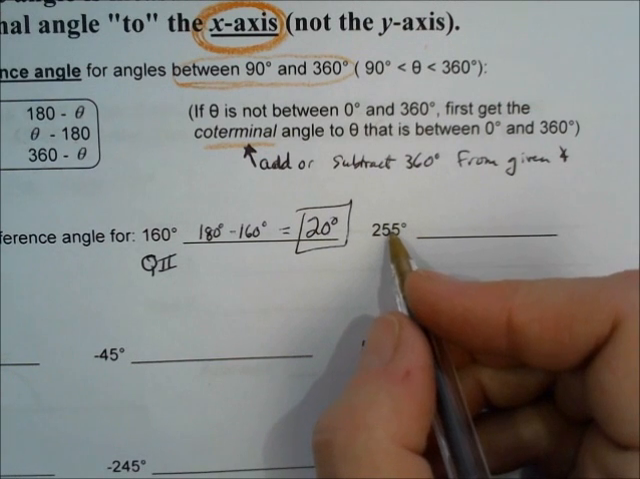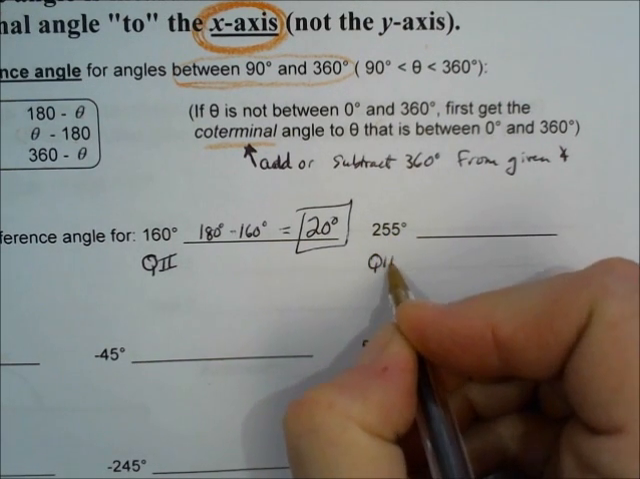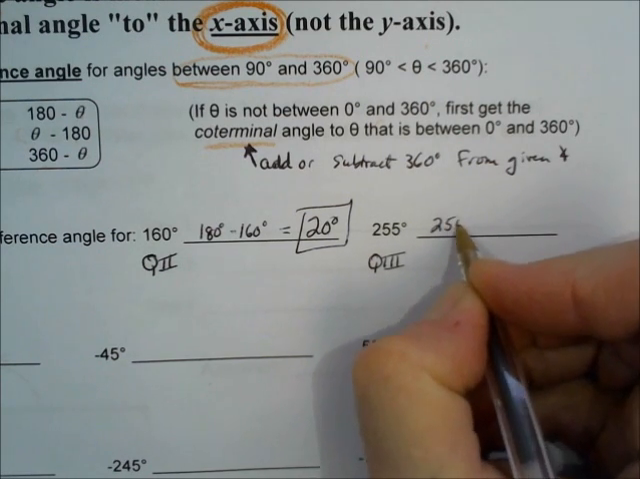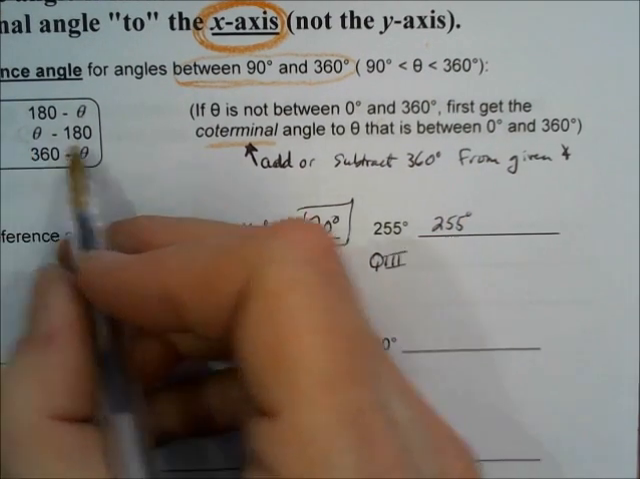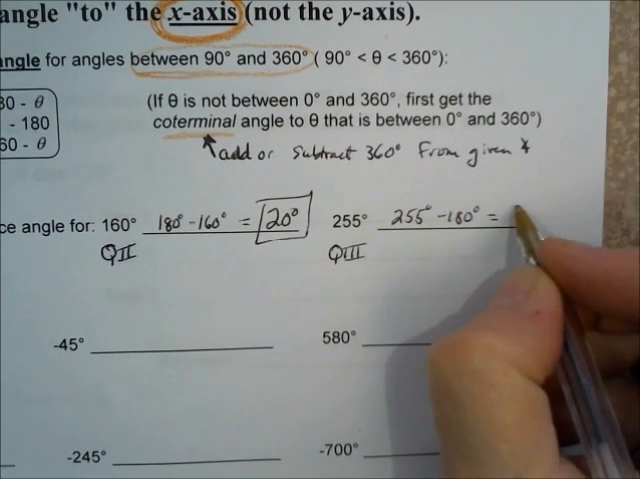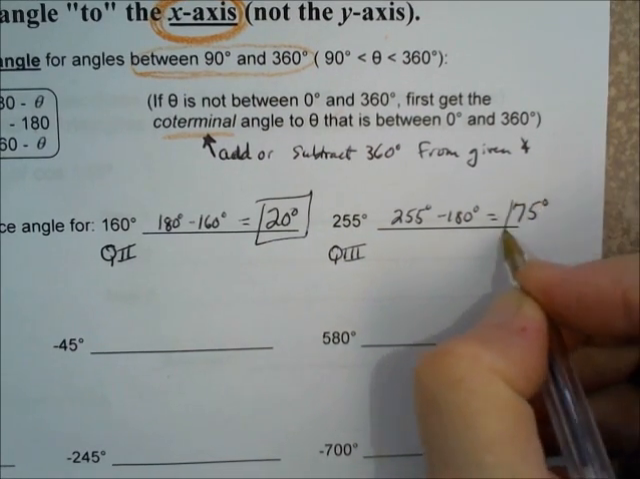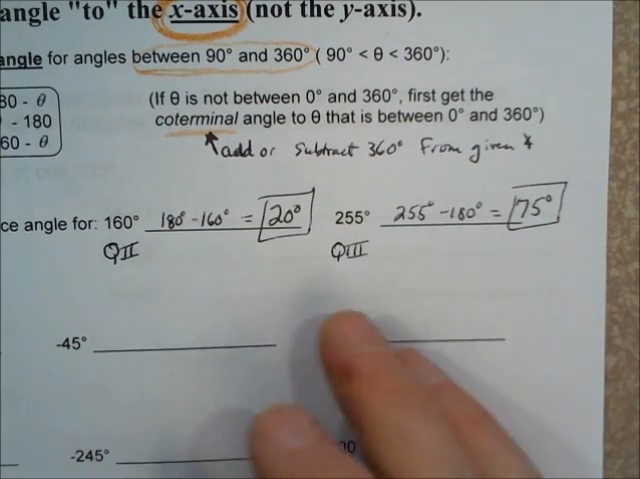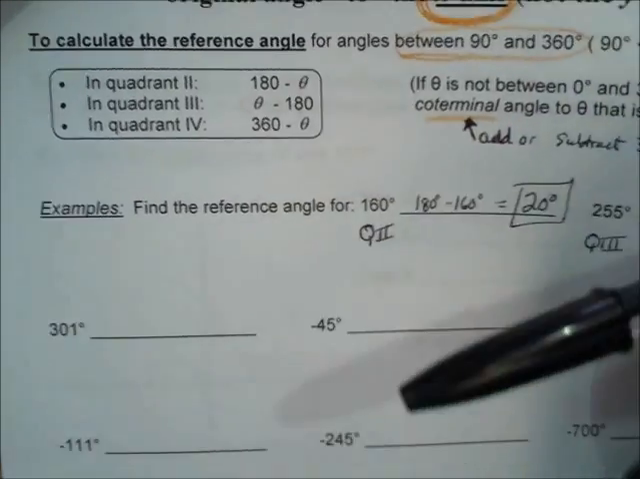This example, 255, is a quadrant 3 angle. So in quadrant 3, you do the angle that is given to you minus 180 degrees. And I think that's probably 75 degrees. I'm not positive, but it's probably 75.